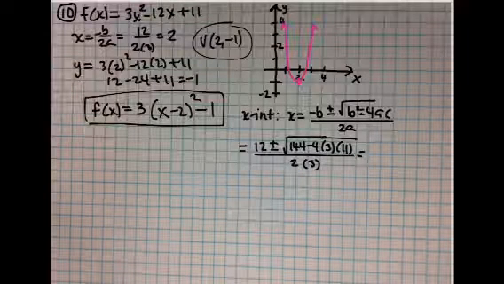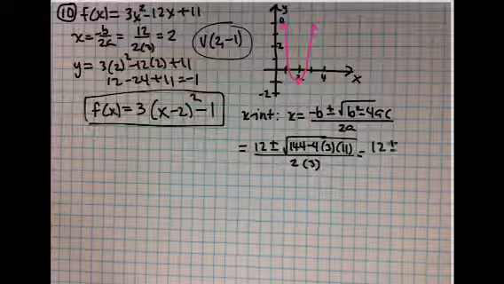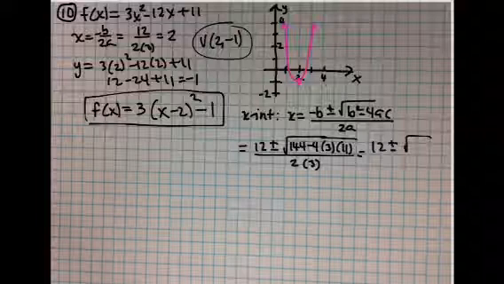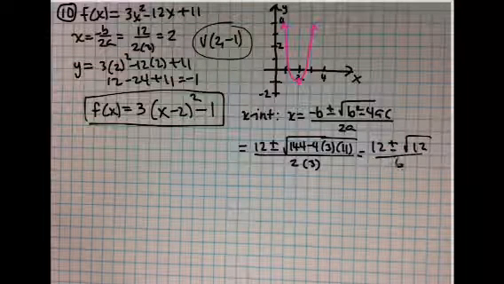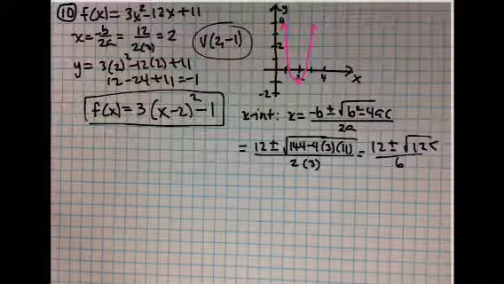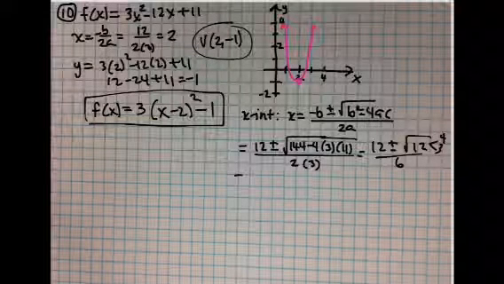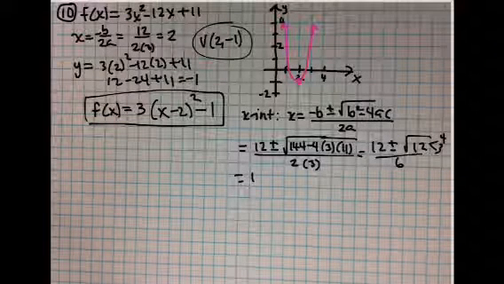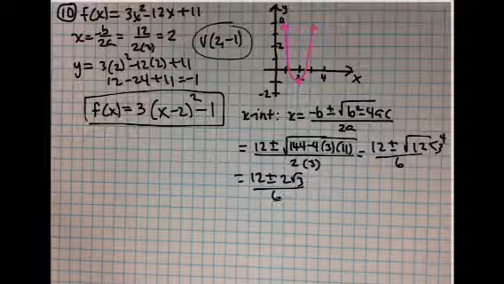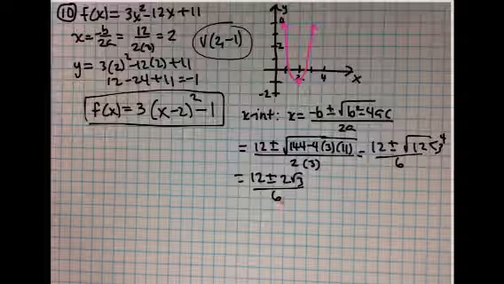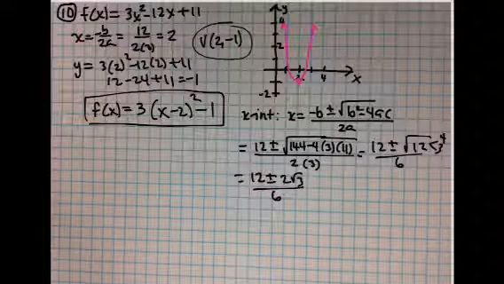So 12 times 11 is 132, so I get 12 plus or minus the square root of 144 minus 132, which is 12. And I know that the square root of 12 can be simplified, because it's 4 times 3, so it's 12 plus or minus 2 radical 3 over 6. Remember, you do not cancel like this. You do not reduce like this.